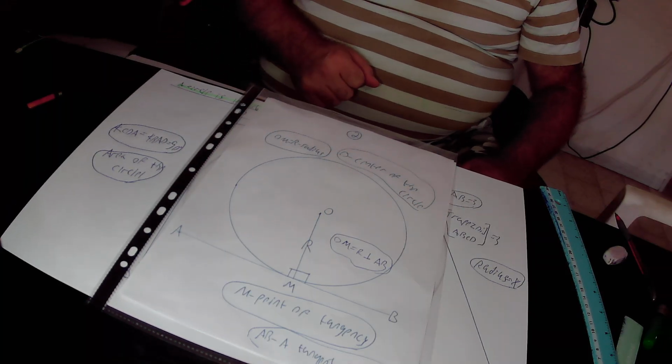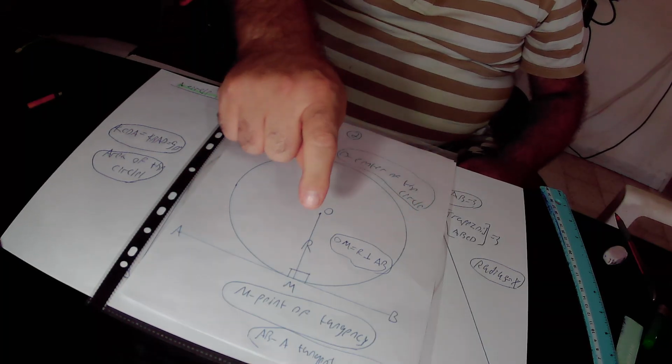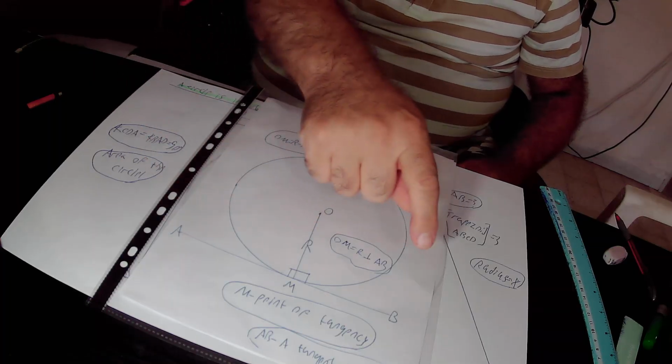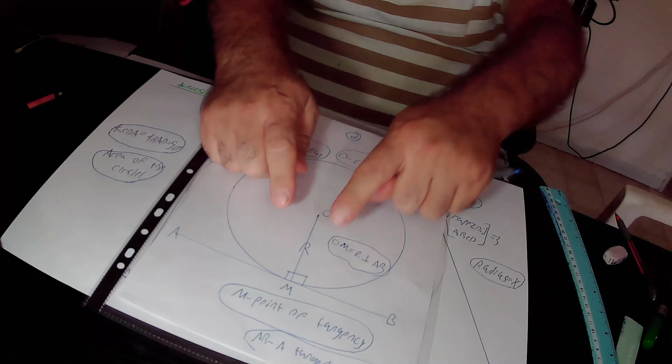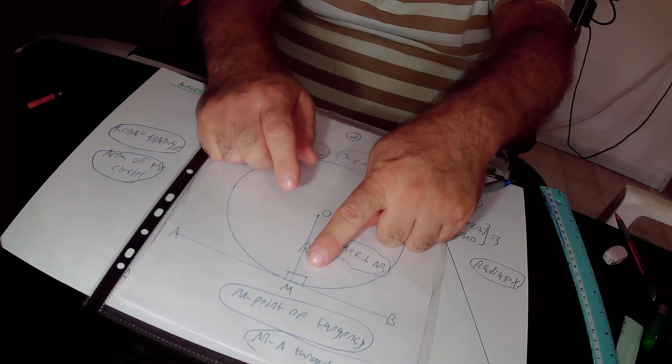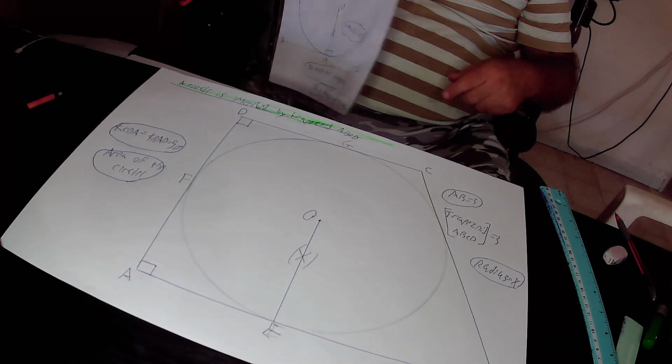And whenever you have a radius that is drawn to the point of tangency, then tangent AB will be perpendicular to the radius MO. If AB is perpendicular to MO, it means that this angle equals 90 degrees, and this angle also equals 90 degrees according to this rule 1. So we can implement rule 1 in our drawing.